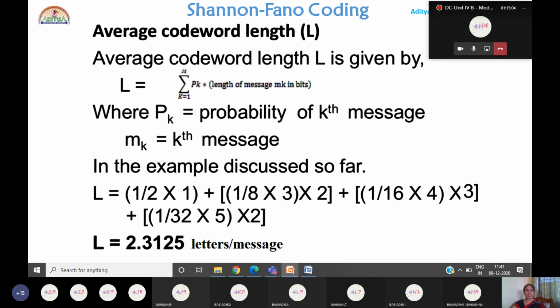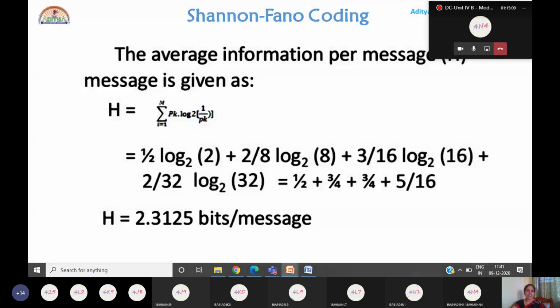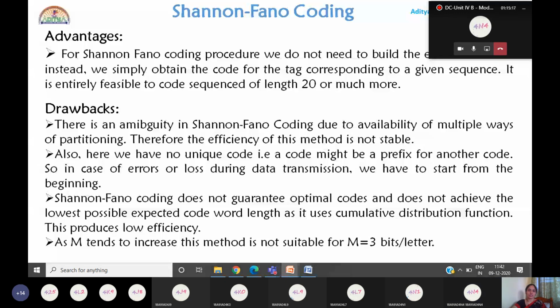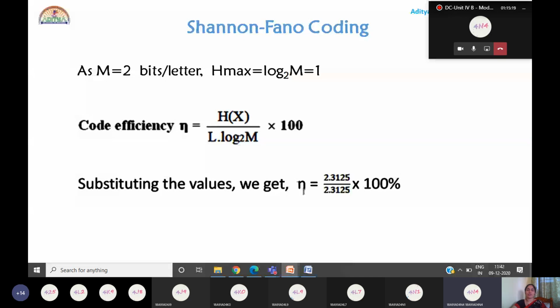Tell me, did you get the same value? L is 2.3125 letters per message and H is 2.3125 bits per message. Yes, ma'am. Did you get efficiency 100%? Yes, ma'am. Okay, very good. So finally, this is the process of doing the Shannon Fano encoding process. Okay, thank you. You can mute yourself.